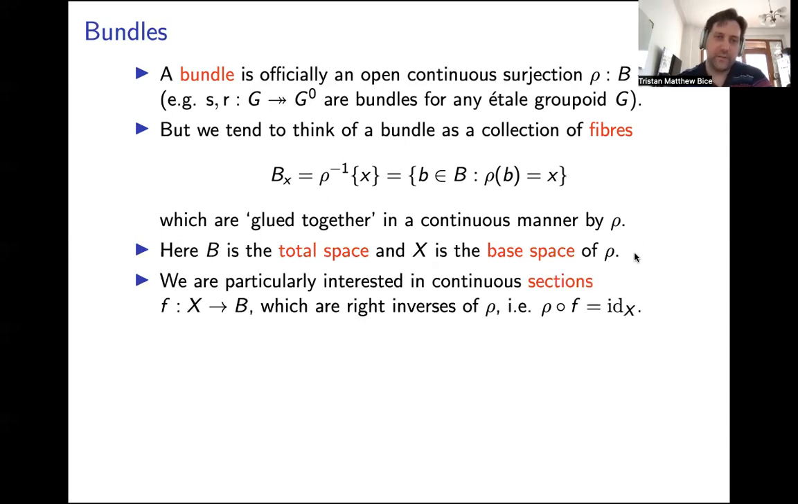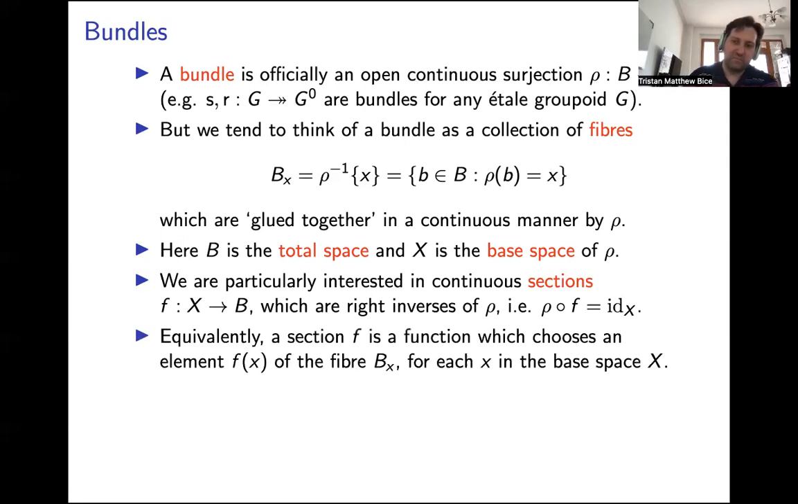The reason you often refer to bundles is that it indicates you're really interested in the sections of the bundle. The sections are, in precise terms, simply right inverses. So a function f, this time from X to B, is a section of ρ if when you compose with ρ, you end up back with the identity. But really, what you're thinking about is that these sections are functions which choose an element from every fiber. So for every x, your f of x picks some element of your fiber B of x.